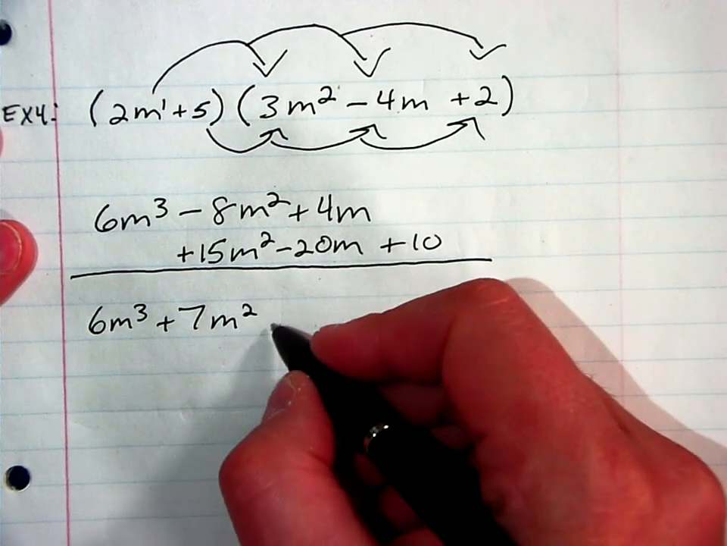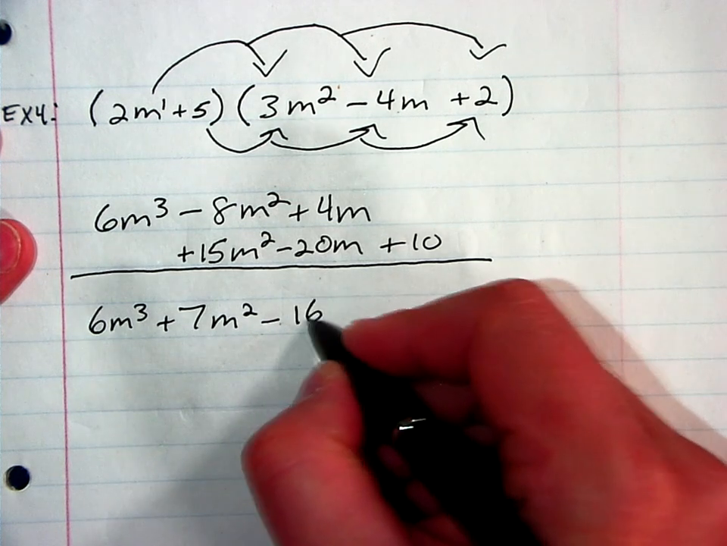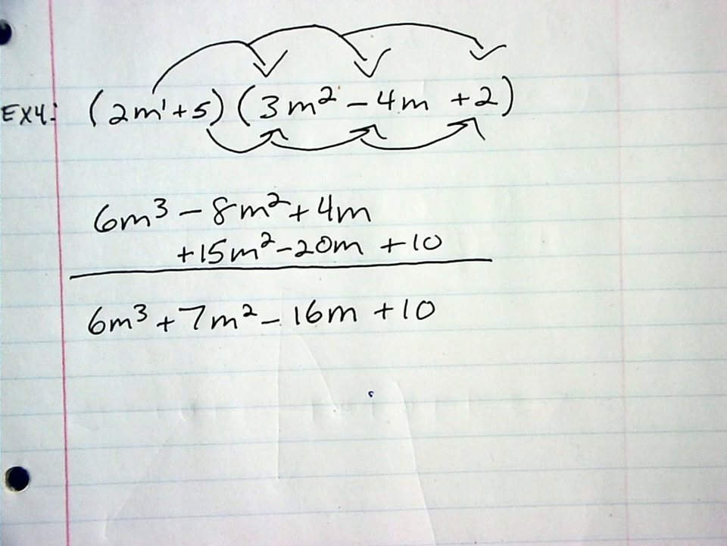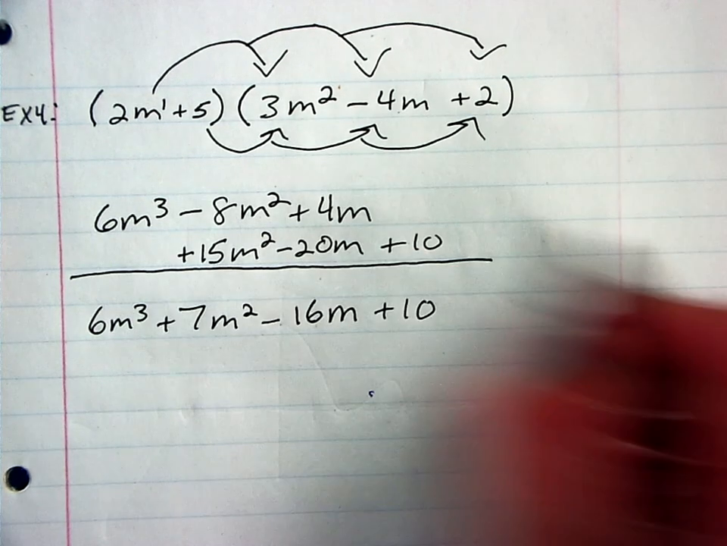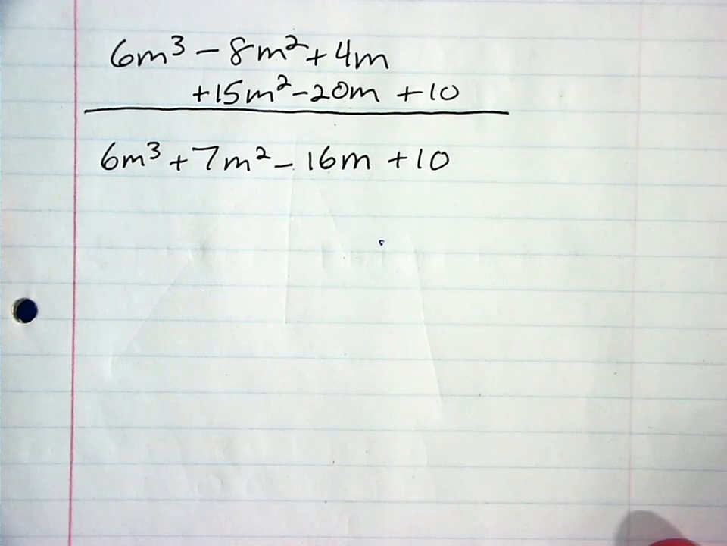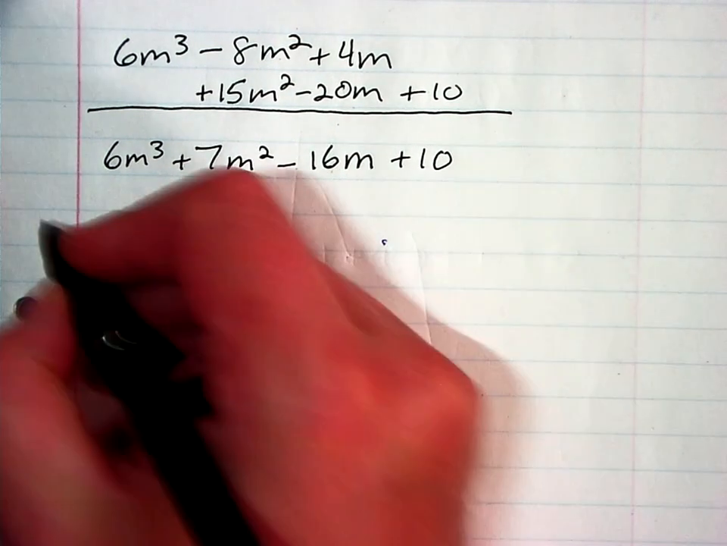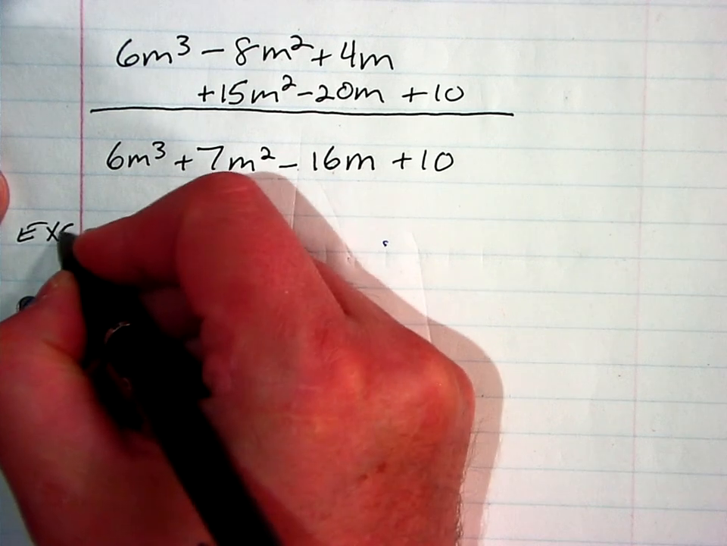4m minus 20m is negative 16m, and then the 10 just drops down. You're done. Like I said, we could have written it at the end and combined them. I just think that I'm more of a neat, orderly person when it comes to math, and to me that makes more sense. All right, last example of the year, calendar year.